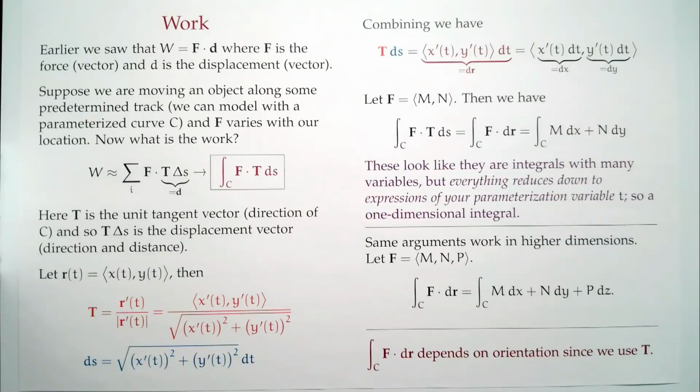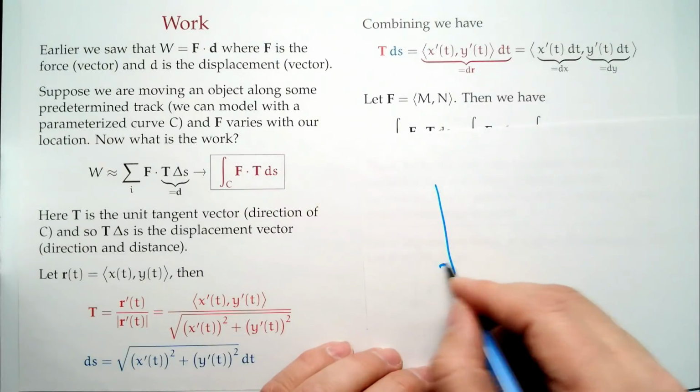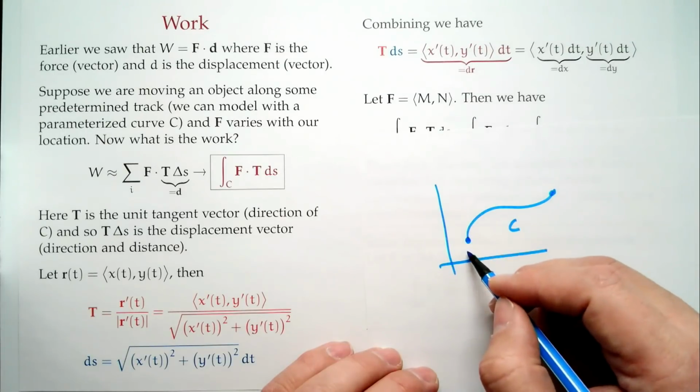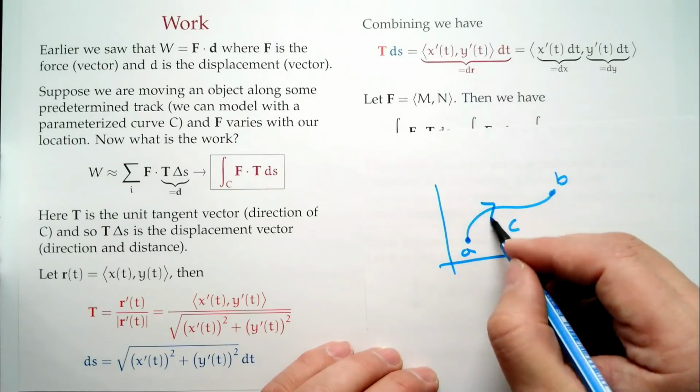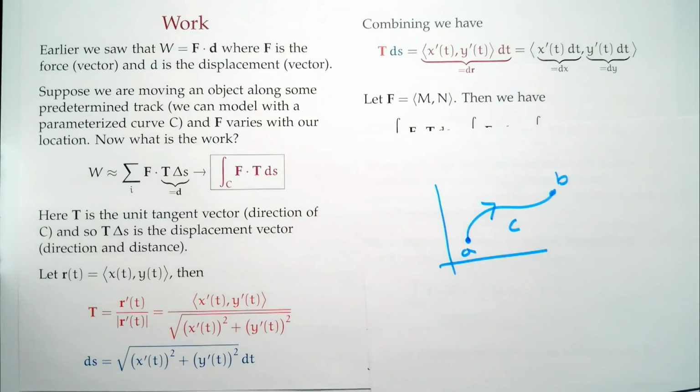One other important thing, and this is the very bottom note here, the integral depends on orientation. Now, what does that mean? Well, it means that if you reverse the direction along your curve, you're going to get a different answer. So, if I have my curve, and I'm going between 2 points, let's call this point A, call this point B, it matters whether I'm going from A to B or I'm going from B to A, because I'm going to flip.